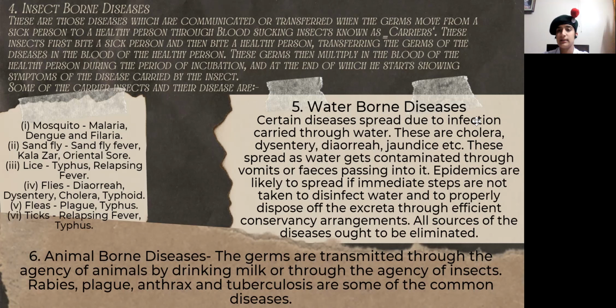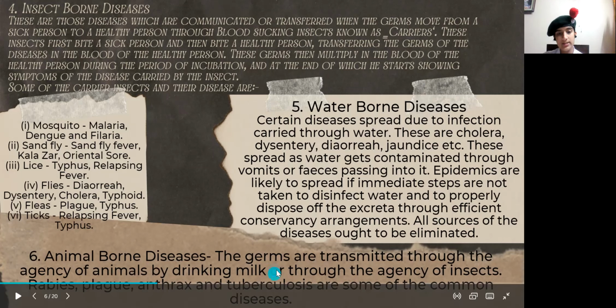So for waterborne diseases, the prevention is obviously fresh and clean drinking water, disinfected drinking water, right? Otherwise, due to dirty water, these infections can take place, and diseases like cholera, dysentery, diarrhea, jaundice, etc. can occur, right? Next, the sixth type of disease is animal-borne diseases. The germs are transmitted through the agency of animals, by drinking milk, or through the agency of insects. Rabies, plague, anthrax, and tuberculosis are some of the common examples, right?